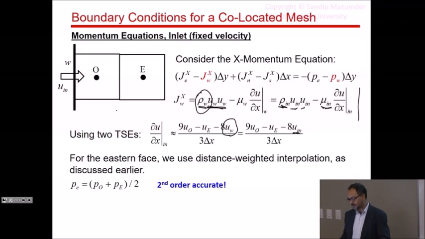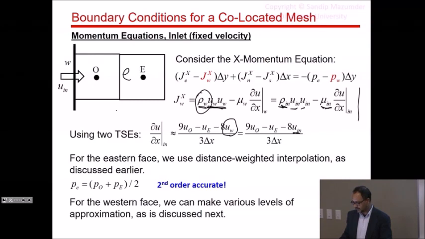So that's what you end up getting. And the eastern face, same thing. Pressure at the eastern face right here is P naught plus P divided by 2. This is second order accurate, obviously. For the western face, we can make various levels of approximation, as we'll discuss next. Now, what we are talking about is strictly a mathematical approximation. It has nothing to do with the physics. Of course, there's a physical interpretation of that, but we are not talking about a wall where the flow cannot go any further. There is actually flow coming in or going out through that face. So it's a little bit different.